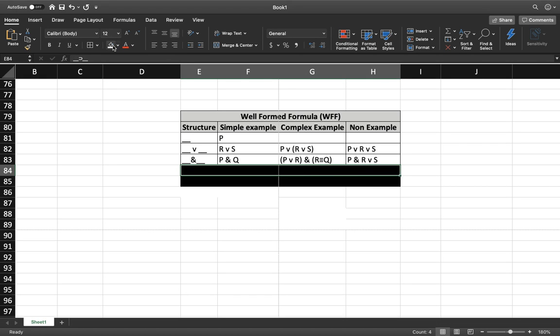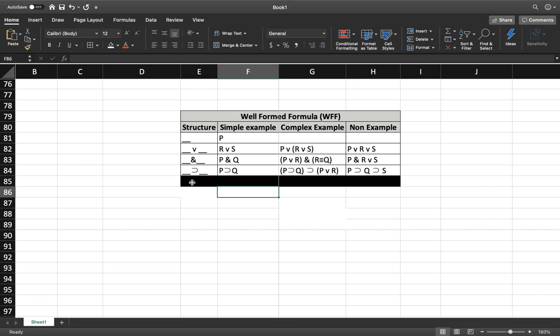The ands and the ors, now we have the conditional symbol. So blank, horseshoe, blank. Same idea. The two-place connective is the key here. One letter on one side, one letter on the other side. That's a simple example. A more complicated example is one set of parentheses on the left side and one set of parentheses on the right side. As long as you have it clearly defined two places, you're okay.